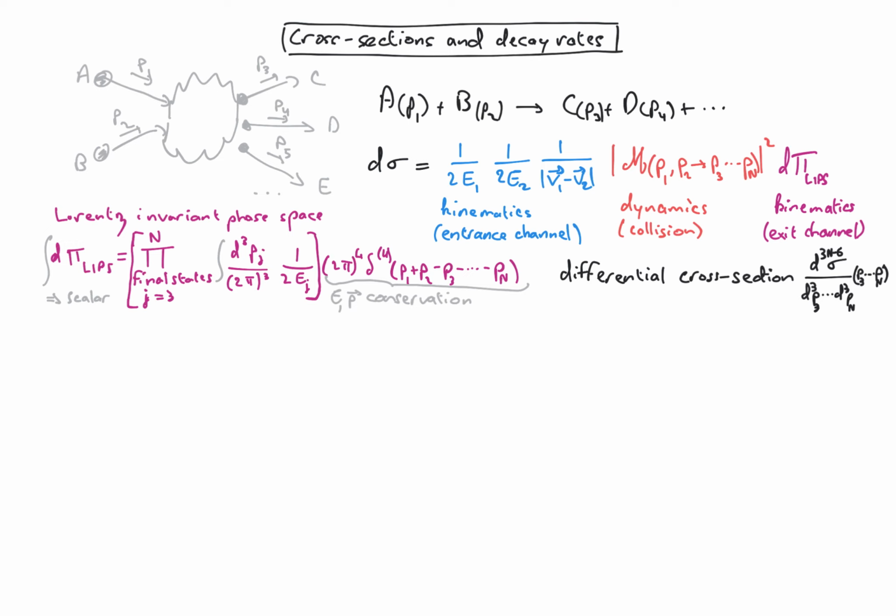So this differential cross-section gives us something proportional to the probability for the collision to occur and to produce a set of final particles, C, D, etc., with the final momenta, P3, P4, etc. But if we don't care about these final momenta and we just want something proportional to the probability for this collision to occur, whatever the final momenta, then we can integrate over these final momenta in order to get a total cross-section, which will have the dimension of an area.